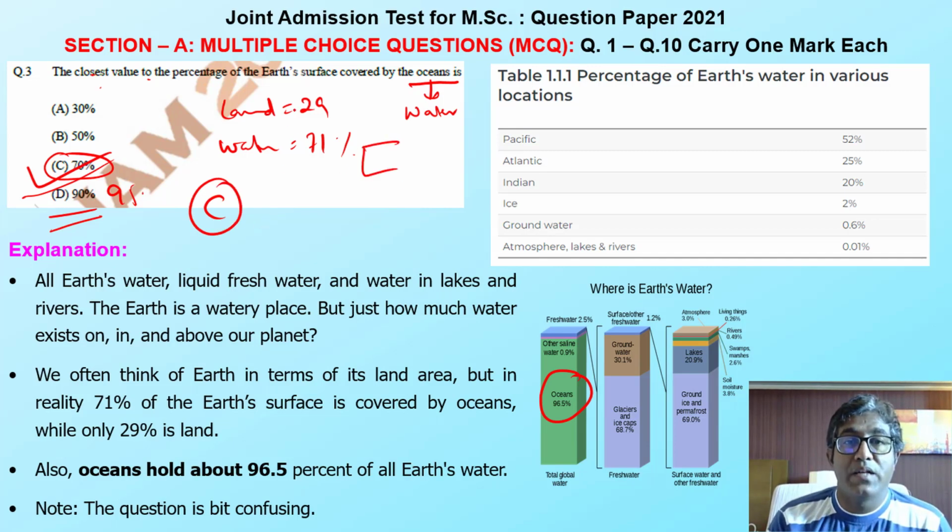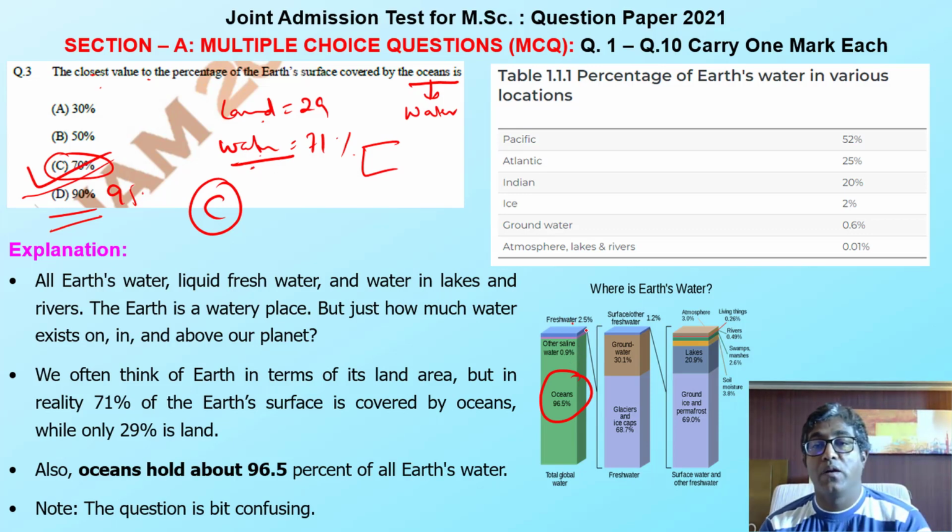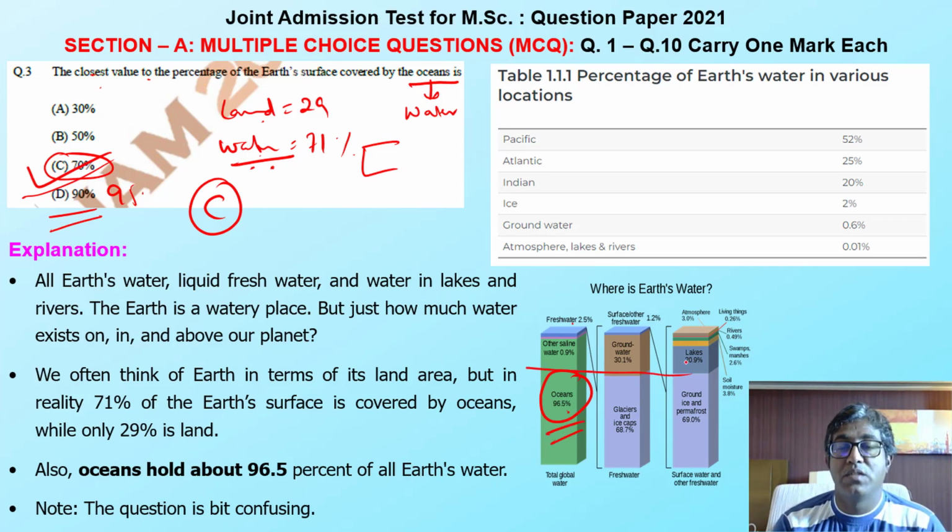Now we have divided the surface into land and water. If you want to further divide water, we again classify or divide water into ocean water, other saline water or fresh water. Again you can divide fresh water into glacier and ice cap, groundwater, like this one. So you have different types of percentages. Water in the ocean we have 96 point something, then this is the rest.